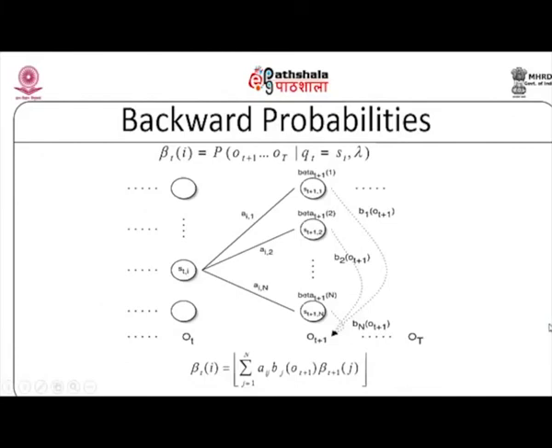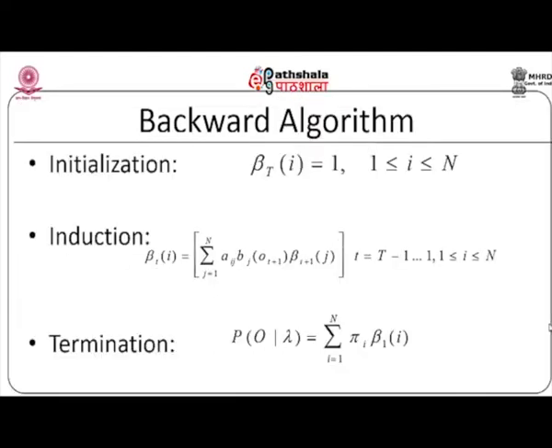We are not going to go too much into the details, but it is similar to the previous algorithm, only you are going from the backward direction. So, this is the algorithm. The initialization here is beta T of i equal to 1, because you are starting from there, and the induction is similar to what you would do, but in the backward direction.